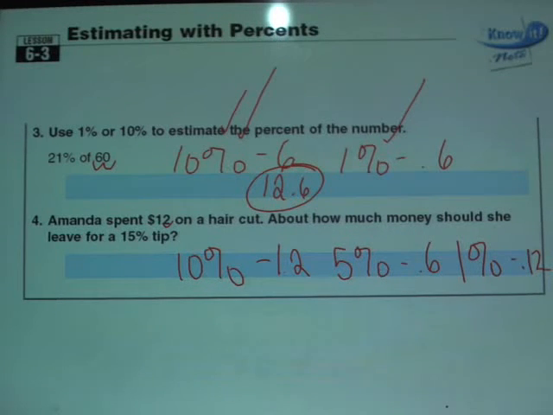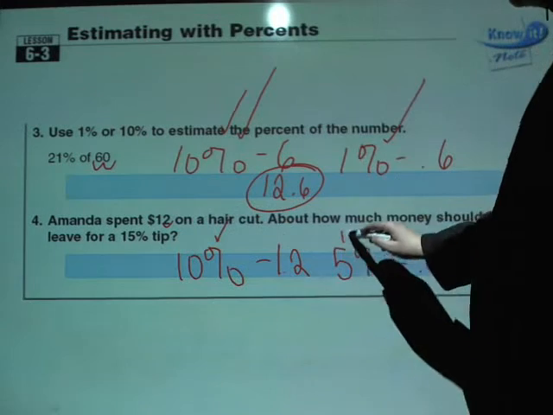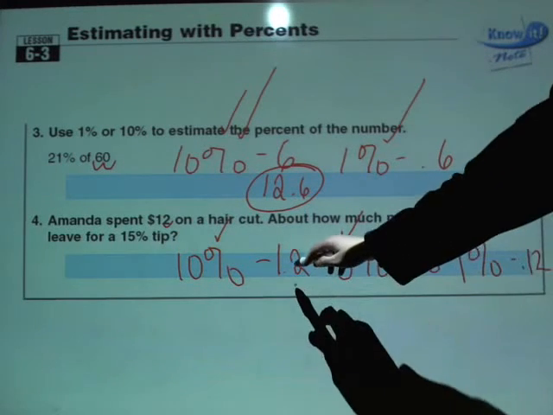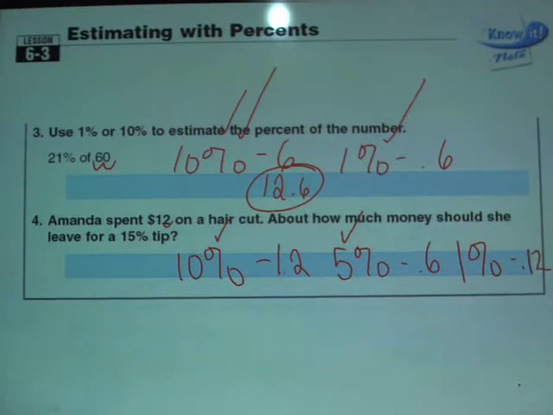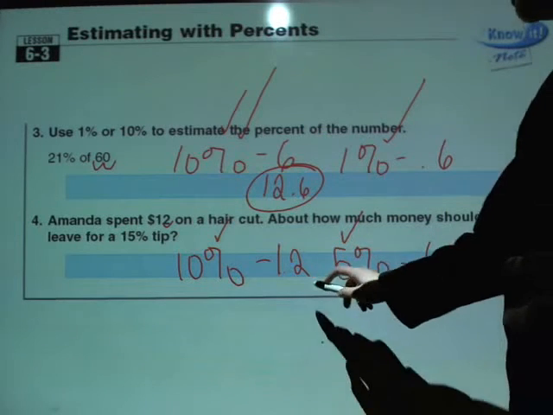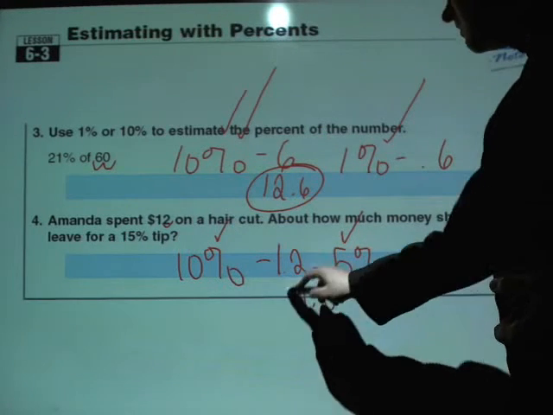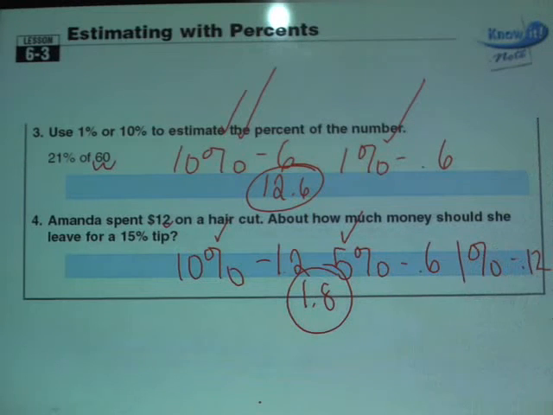All right, so I'm finding 15%, so that's 10% and 5%. So 1.2 plus 0.6. And again, if you're having a problem with that, just think of it as 12 and 6. 12 and 6 go together to make 18. Stick a decimal in there. That's 1.8. So a 15% tip means she should leave about $1.80.